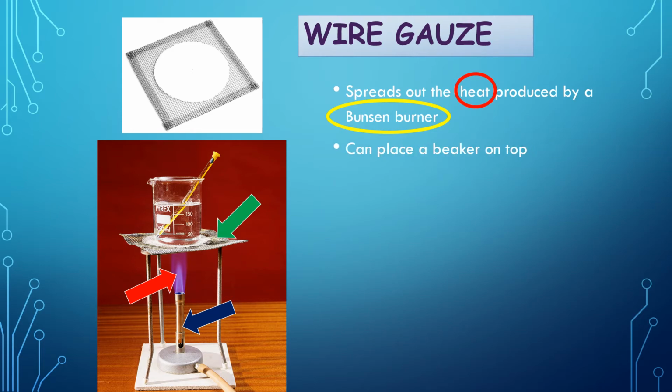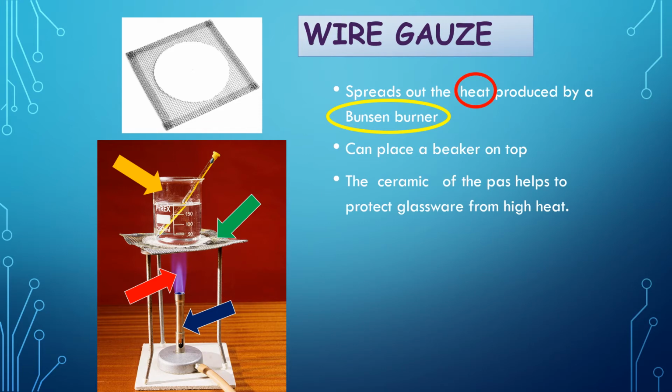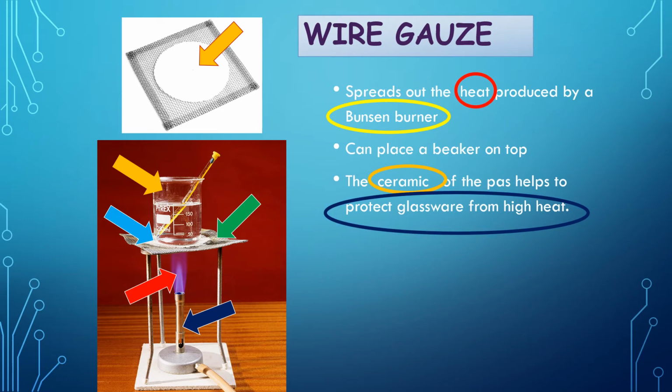Next, you can also place a beaker on top. So you have the beaker on top of the wire gauze. And then the ceramic part helps to protect glassware from high heat. What is that ceramic? It is that one. The function of that one is to help protect glassware from high heat, so that it will not easily be heated. So that is the purpose of the wire gauze.